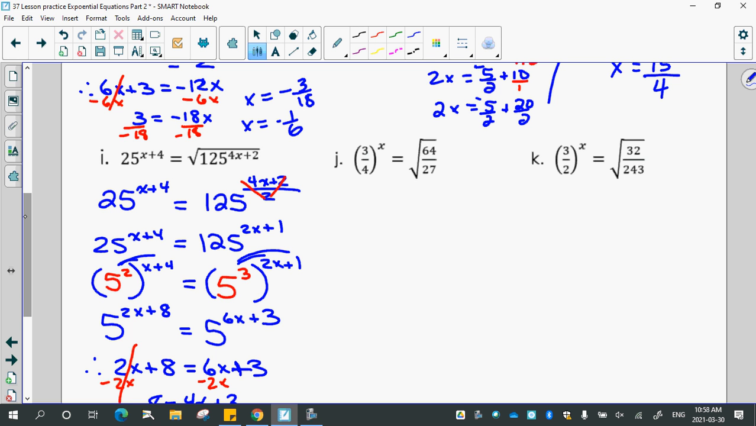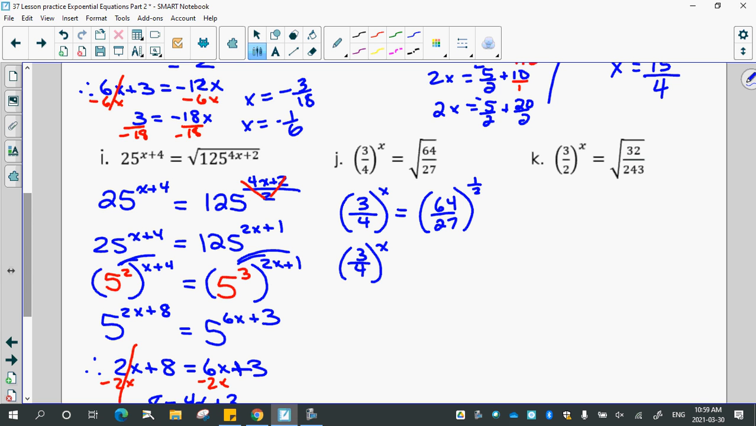All right. So now we have a base that is a fraction. We did ones like this yesterday. We didn't have the root symbols. So 3/4 to the power of x. And I can rewrite this side as 64/27 to the power of 1/2. This is square root. Everyone see that? And then I want to see, does the 3 go with the 64 or the 27? 27? So if I flip this fraction, I have to change that exponent to the negative. So that would be my next step.